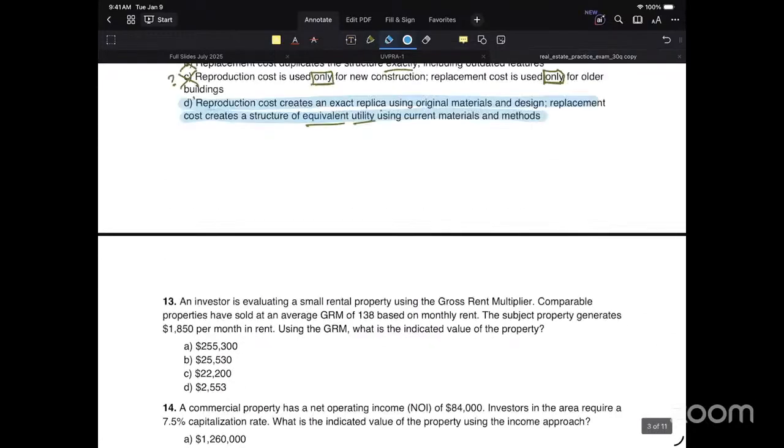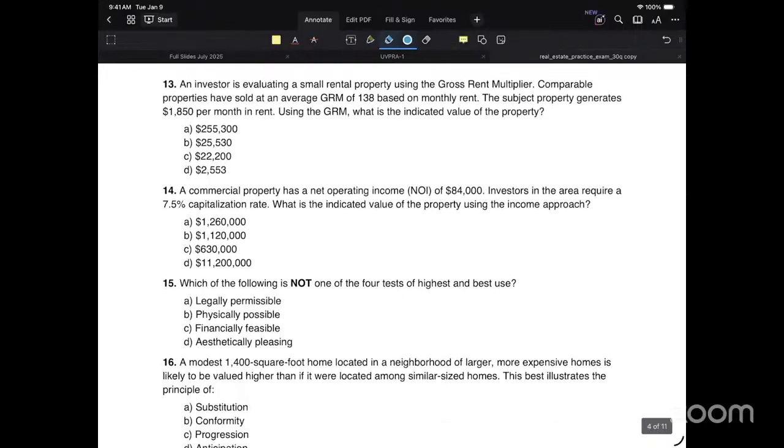All right, let's do a couple more. An investor is evaluating a small rental property using the gross rent multiplier, the GRM. Comparable properties have sold at an average GRM of 138 based on the monthly rent. The subject property generates $18.50 per month in rent. Using the GRM, what is the indicated value of the property?